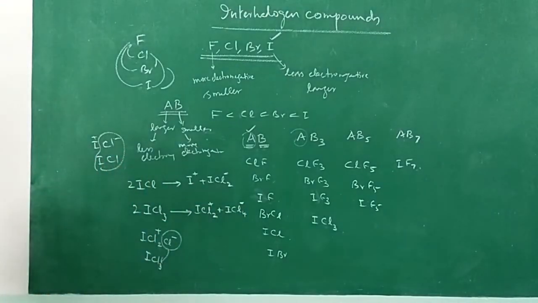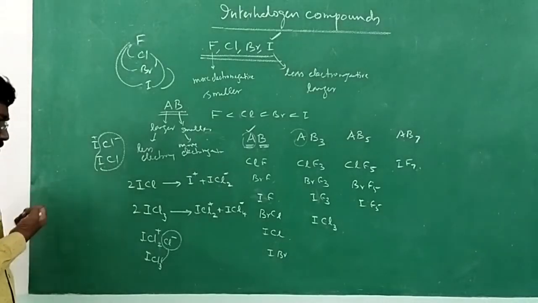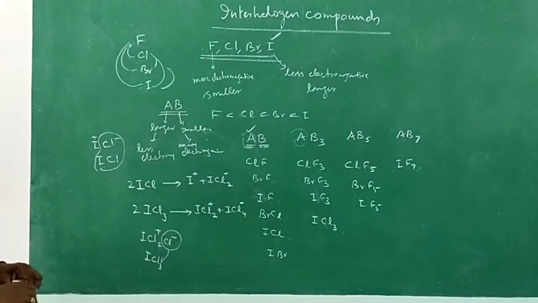This is how it goes. All right. Then these elements are strong oxidizing agents. They can act as oxidizing agents. That means they can withdraw electrons because of the electronegative nature. So these are the important characteristics.